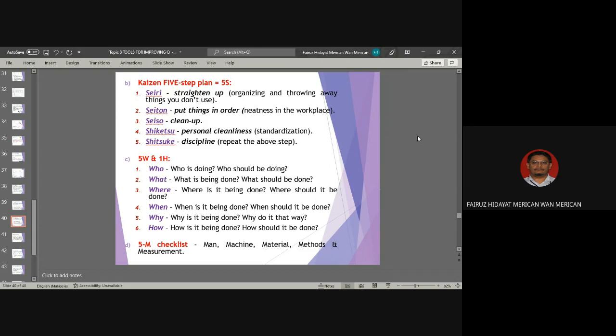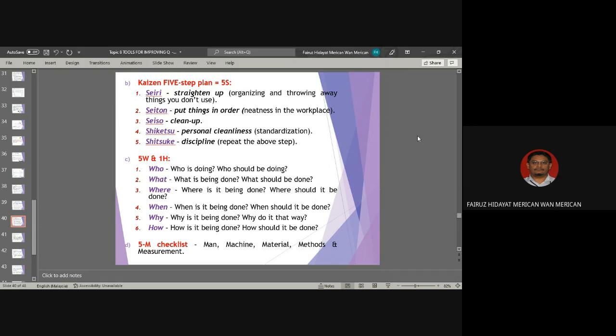So when it comes to Kaizen, they have to identify who is doing or who should be doing this particular task for the continuous improvement. So there has to be a sense of responsibility as well as empowerment. You give everyone a role in the company when it comes to continuous improvement. What is being done, what should be done, where it's being done, and so on, that should be determined by the company.